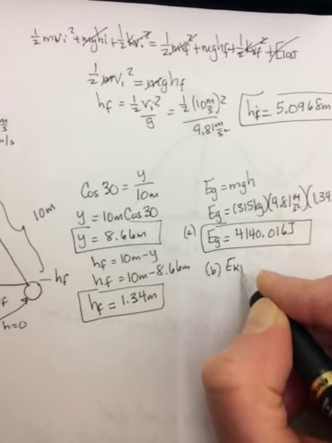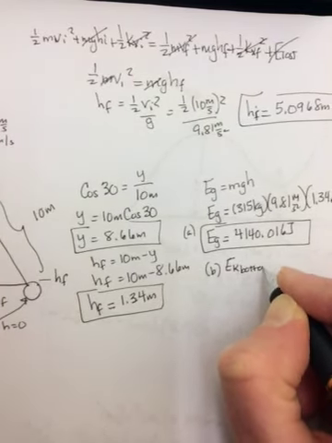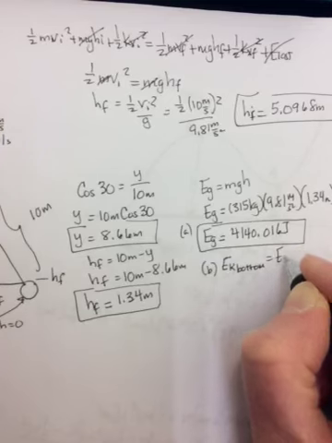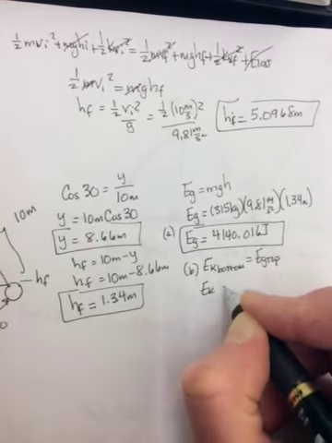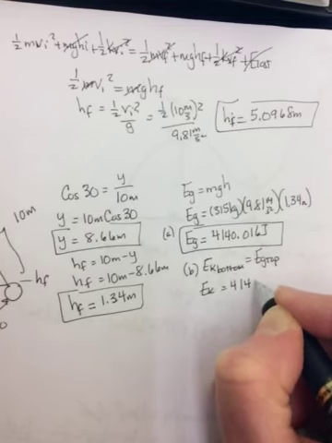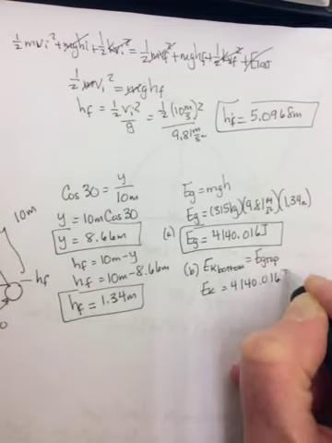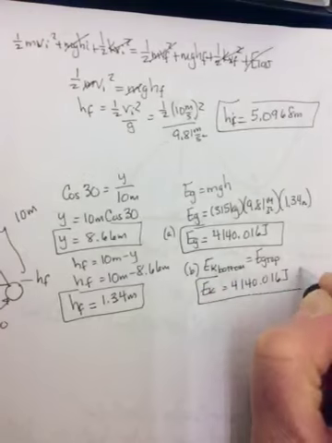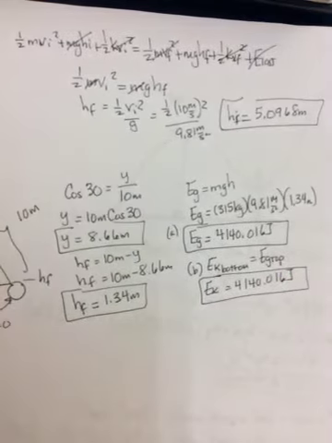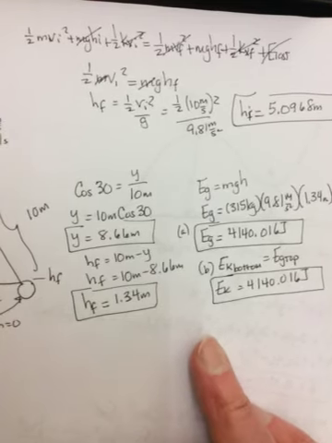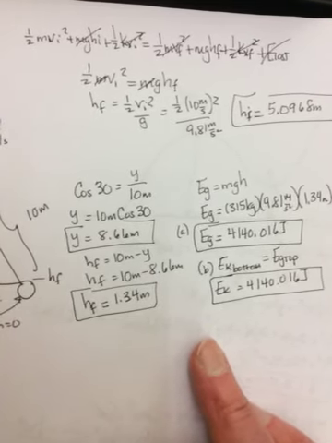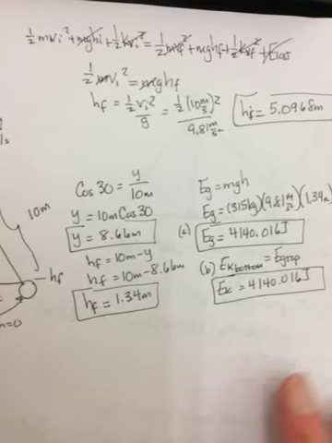So for part B, EK at the bottom must be equal to EG at the top. So EK then is equal to 4,140.016 joules. And you don't actually have to do any work. You just have to say what I said there. EK at the bottom will equal EG at the top. That's part B.